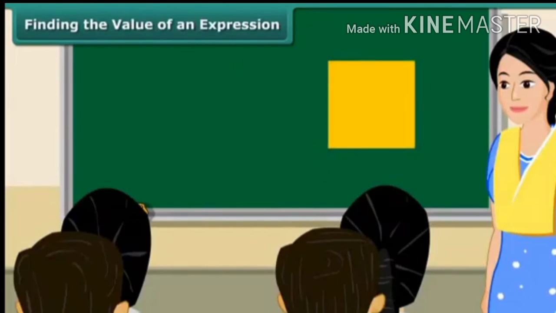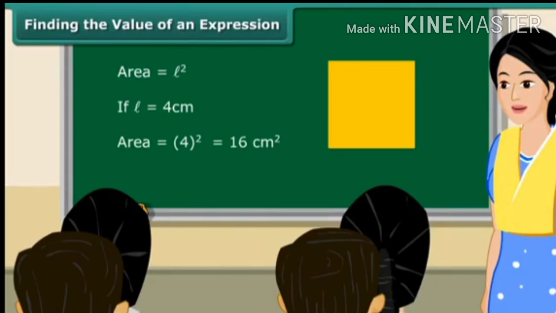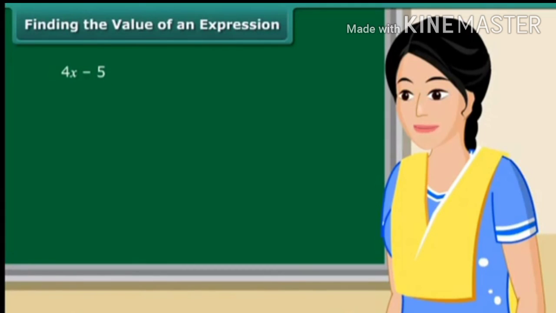See this square? It has an area equal to L square. If the value of L is equal to 4 centimeters, then what would be the area of this square? That's right, it would be 16 centimeters square. So children, there are a number of situations in which we need to find the value of an expression. Consider the expression 4x minus 5. If the value of x is equal to 4, then the given algebraic expression is equal to 4 into 4 minus 5, which is equal to 16 minus 5, that is 11.